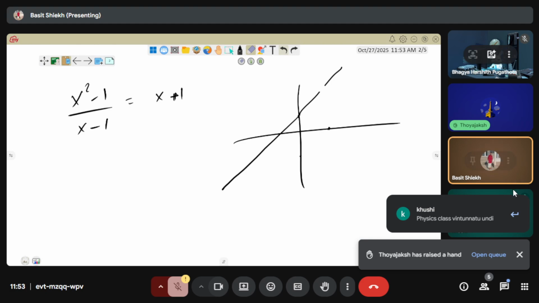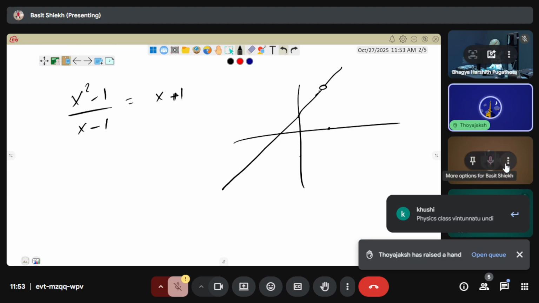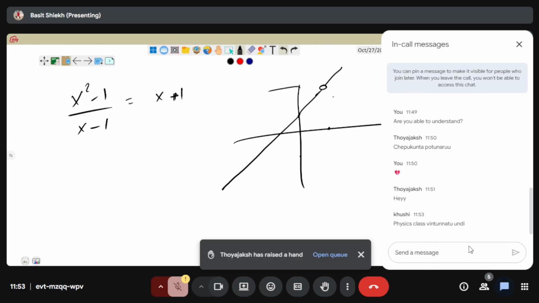Now what we have to find? We have to find the kinetic energy at this point. What is the kinetic energy? Kinetic energy is half m v square.